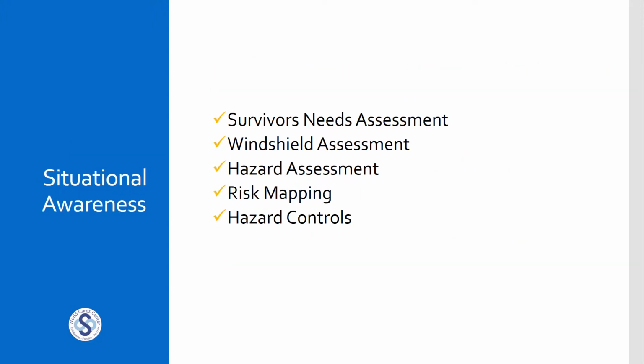We use several tools that help us understand what the environment is all about, the work that needs to be done, and the potential risks, and how to control them. Those tools are survivor's needs assessment, windshield assessment, hazard assessment, risk mapping, and hazard controls.